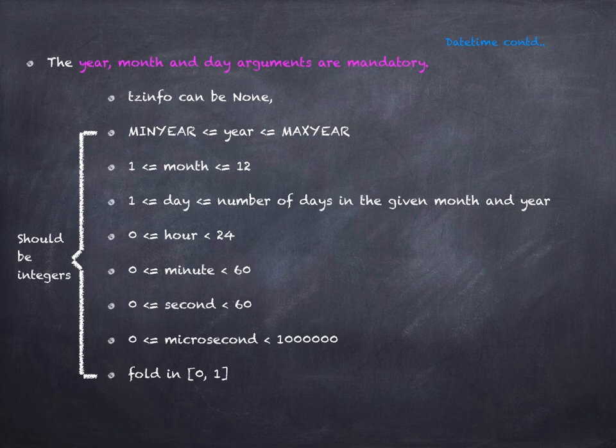The year can lie between MINYEAR and MAXYEAR. These are predefined constants. MINYEAR represents the constant 1, and MAXYEAR represents the constant 9999. Month can range from 1 to 12, and day can range from 1 to the number of days in the given month and year. Hour can range from 0 to 23, minutes from 0 to 59, seconds from 0 to 59, microseconds from 0 to 10 lakh. And fold can be either 0 or 1.